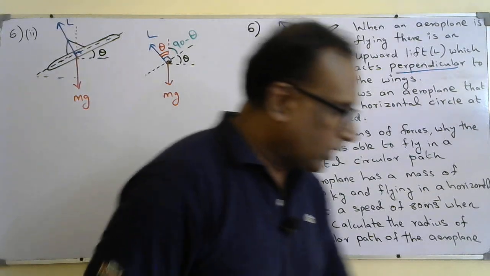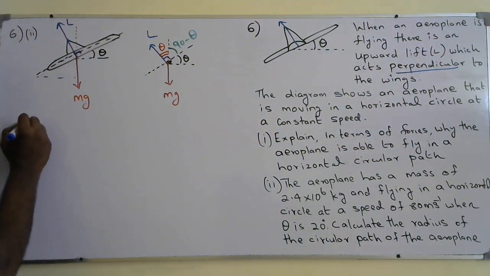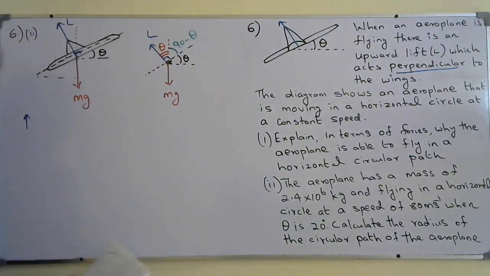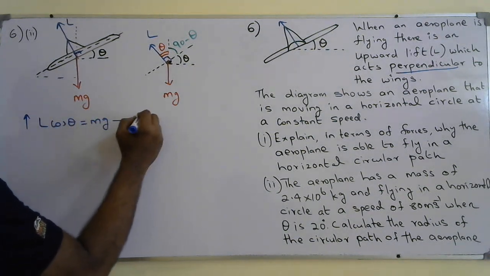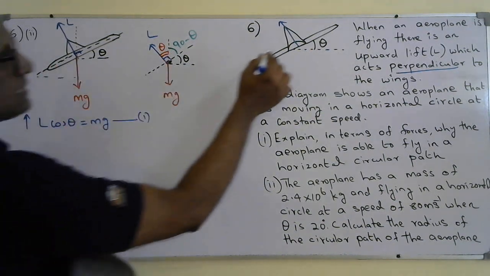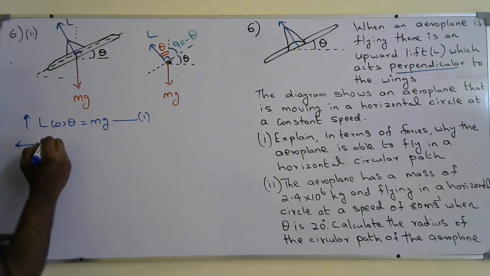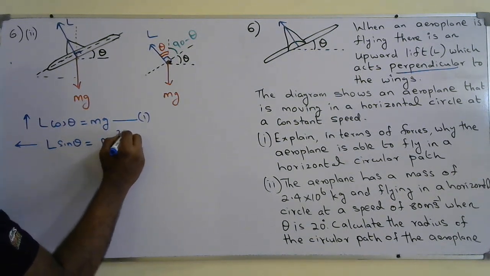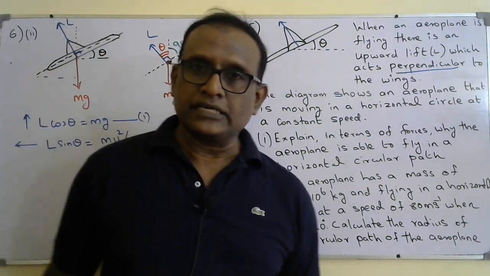Okay, so we'll think about moving in a horizontal circle. Moving in a horizontal circle means the vertical resultant force must be equal to 0. So L cos theta equals mg. That's the first equation. The centripetal force is towards the center, somewhere here. It's going to move on a horizontal circle like this. So L sin theta equals mv squared over r. That is the second equation. L sin theta will be the centripetal force.